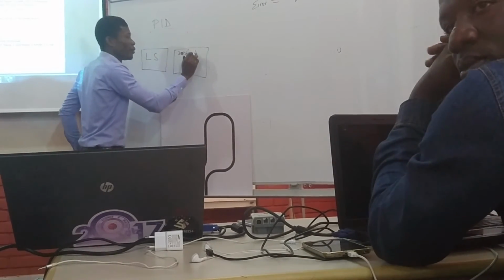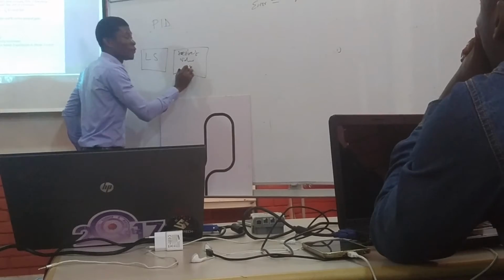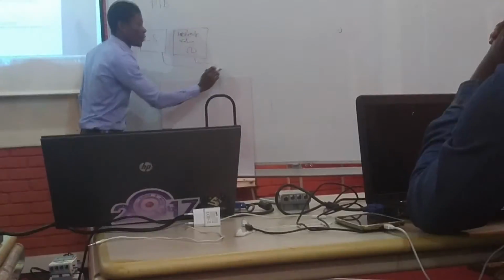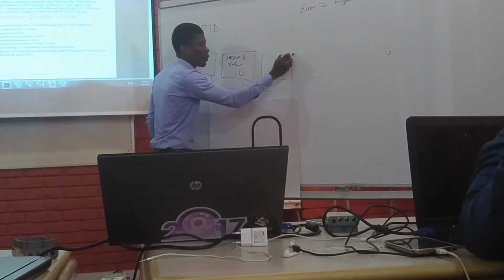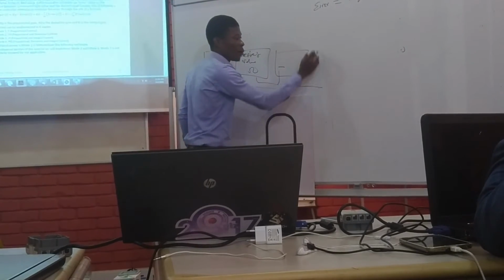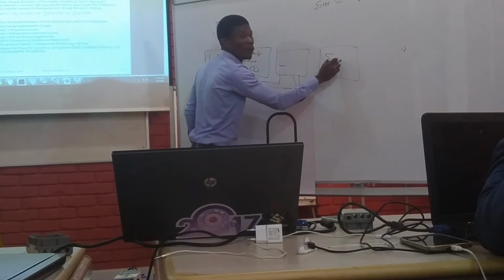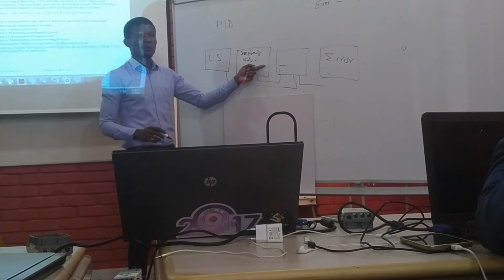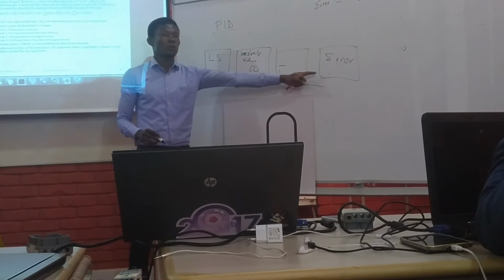The desired value, which is 50 for our single light sensor, will go to a math block. We subtract, and the result that comes out of this is what we call error. Error equals light sensor reading minus 50. That is stored as error.